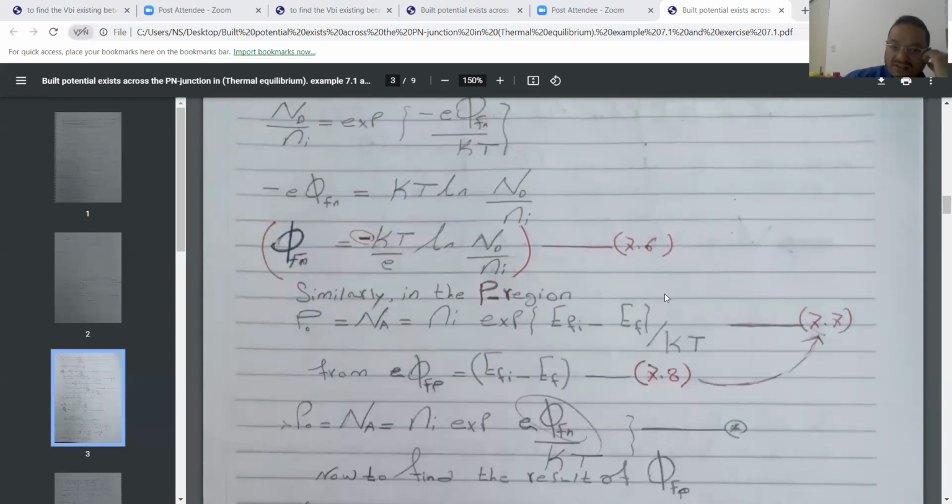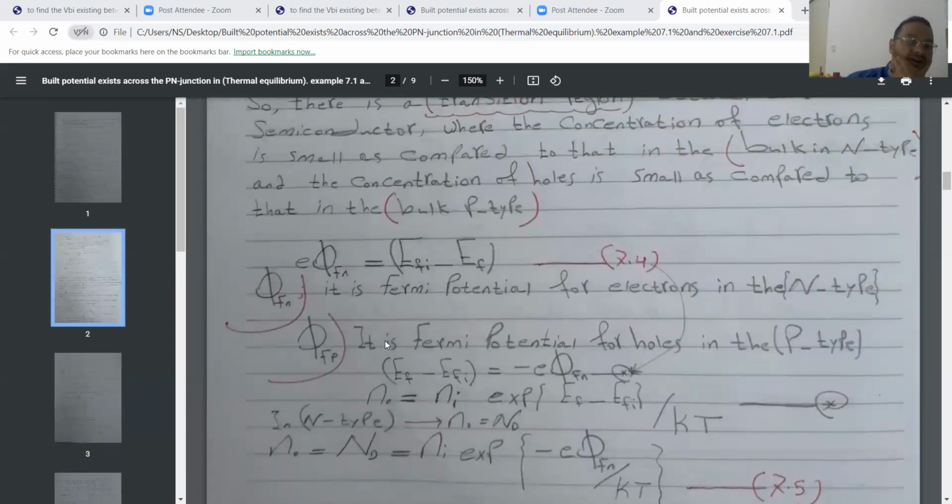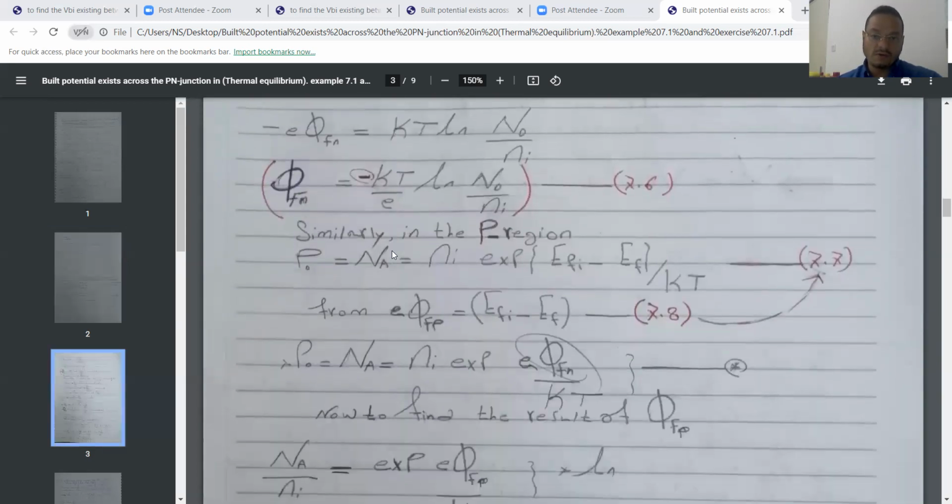Okay, similarly in the p-type, we depend on the concentration of holes equation, and at p-type, p naught equals the acceptor concentration, equal to intrinsic carrier concentration times exponential of intrinsic Fermi level minus Fermi level divided by Boltzmann constant times T. This will be 7.7. Like I said before, we will use the same equation here, but here it was for n-type, and we will do the same with p-type. That means here e phi_FP equals the same result, the same bracket, without any change.